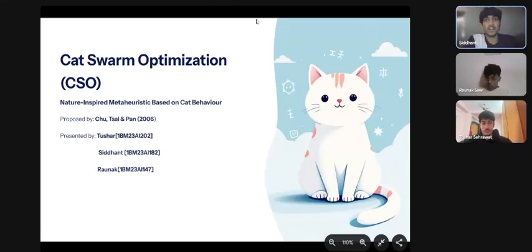Hello everyone. Today I'll be explaining cat swarm optimization. It is a nature-inspired meta-heuristic based algorithm that basically mimics cat's behavior.